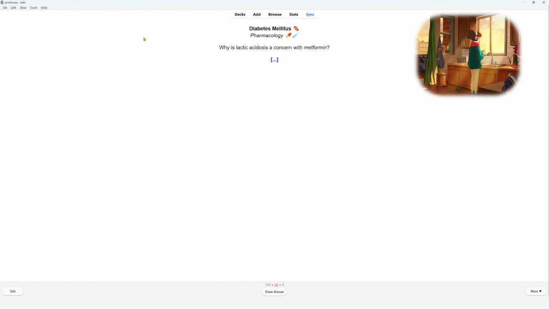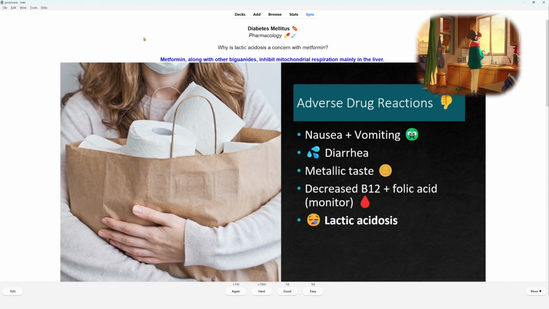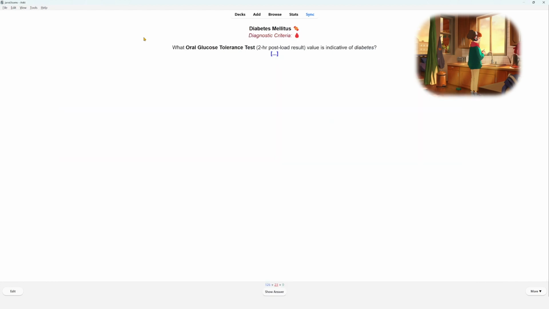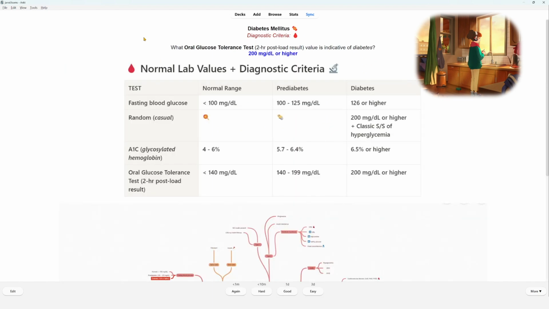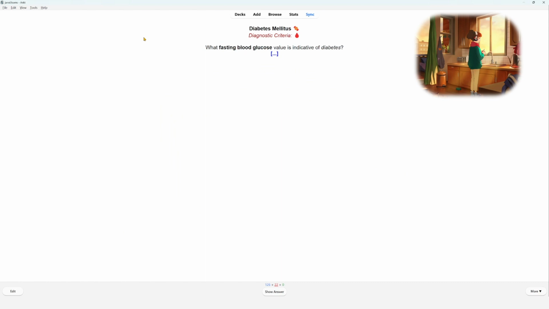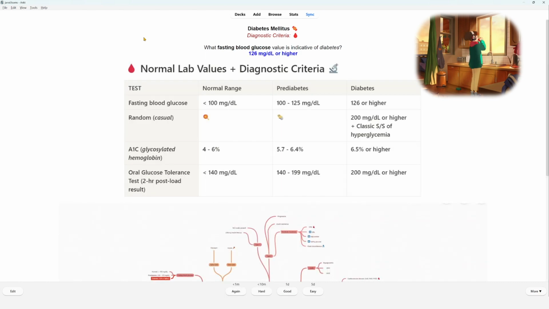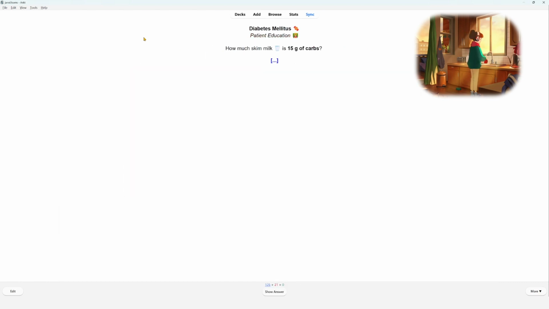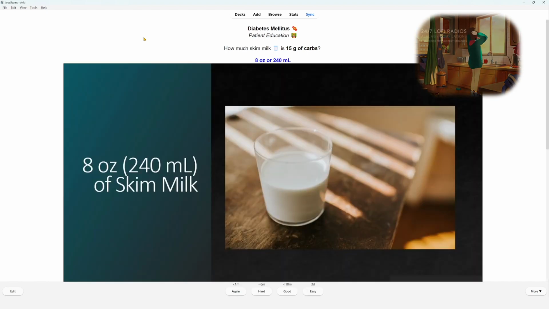Inhibits cellular respiration for the mitochondria, or mitochondrial respiration rather. Over 200, over 126, 4 ounces, 8 ounces, okay, got that wrong.